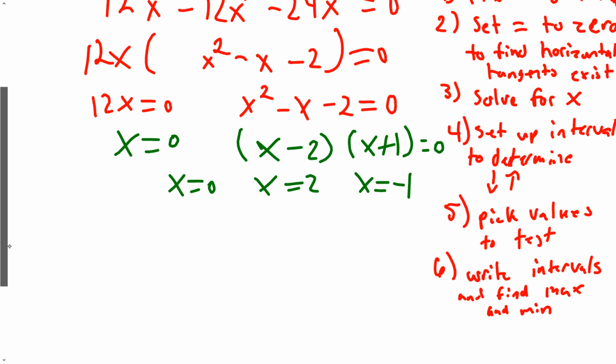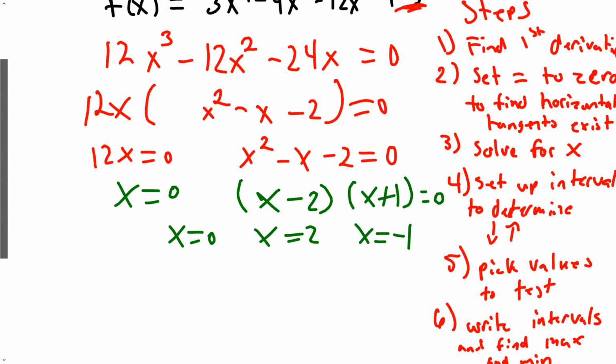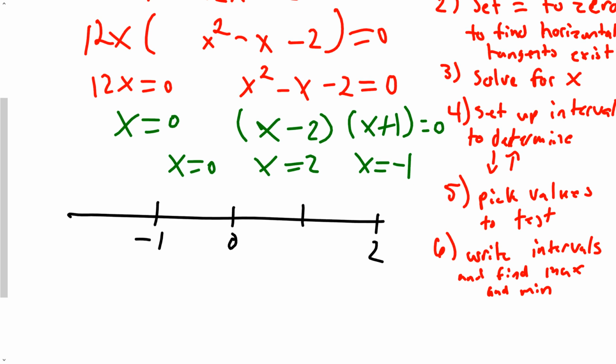So we solve for x, and we're going to put those on an interval. So we put those on a number line. So we have negative 1, 0, and 2. Should be a little space. Probably that should be 2. That should be 1. If I'm spacing correctly.